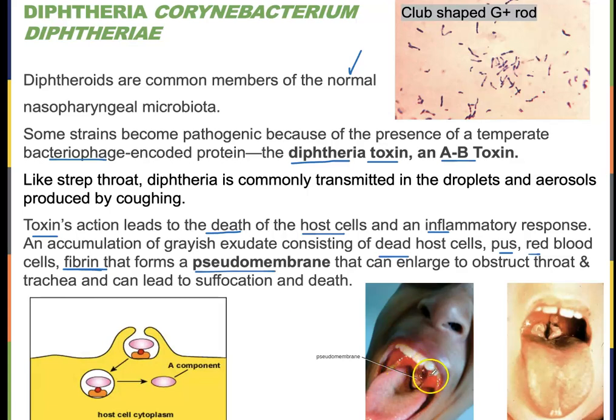And these can get so big, you can see this picture over here, that they can block your airway off. That can really lead to suffocation and death, so this is a pretty serious disease because of that. Another thing about Corynebacterium is that it is club-shaped. If you look carefully, they are pretty much rods, but the rods have a wider, rounder end to them. That is the shape of Corynebacterium.